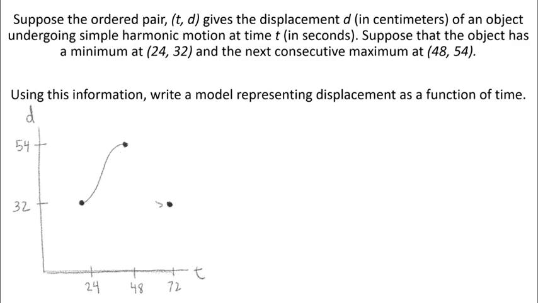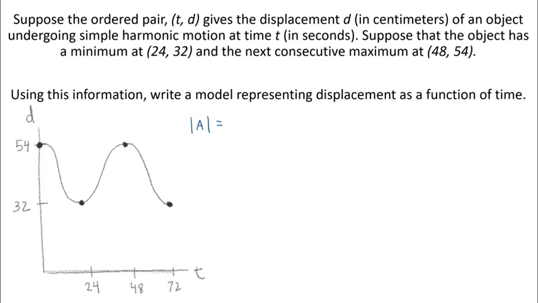We can use that same thought process to say, okay, well, if we had a minimum at 24 seconds and we go backwards 24 seconds, we should have a maximum again. So it looks like we're reaching minimums and maximums every 24 seconds. And so I'm thinking a rough graph of this function is going to look something like what we have here.